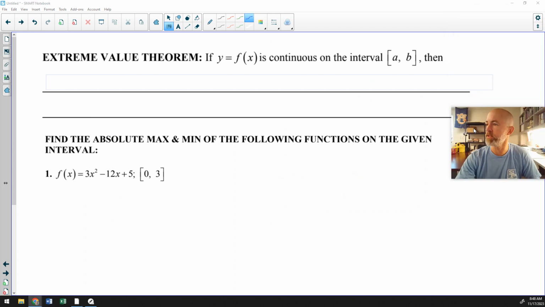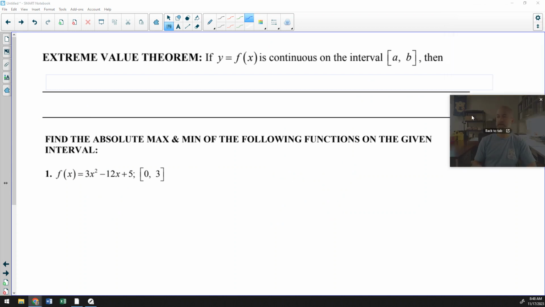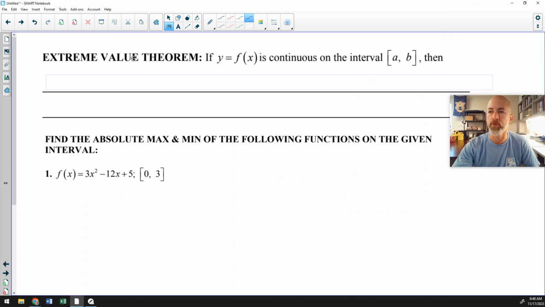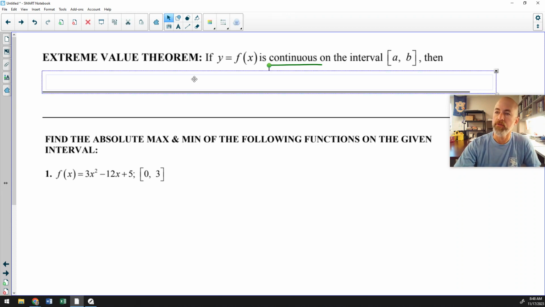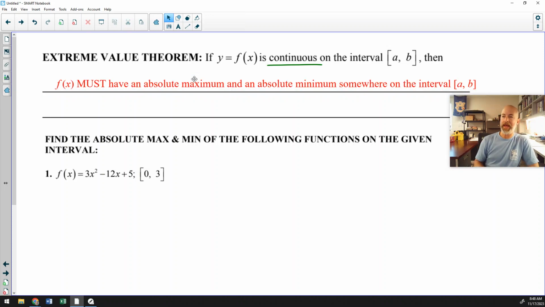So let's go on and talk about the actual extreme value theorem. We're finally there. I threw the name out at the beginning of the video. So the extreme value theorem basically says that if your function is continuous, and always pay attention to criteria for any theorem, if your function is continuous, does not have to be differentiable, only continuous, then your function will have an absolute max and an absolute minimum somewhere on the interval. It is possible to have more than one. You could have several.